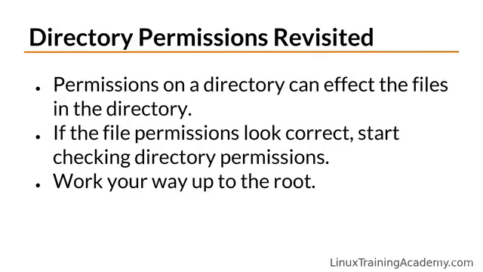Let's look at directory permissions again. Permissions on a directory can affect the files in that directory. A common problem is having proper permissions set on a file within a directory only to have the incorrect permissions set on the directory itself. Not having the correct permissions on a directory can prevent the execution of a file, for example. If you are sure that a file's permission is correct, start looking at the directory it's in, and then look at that directory's parent directory, and work your way all the way towards the root of the file system.